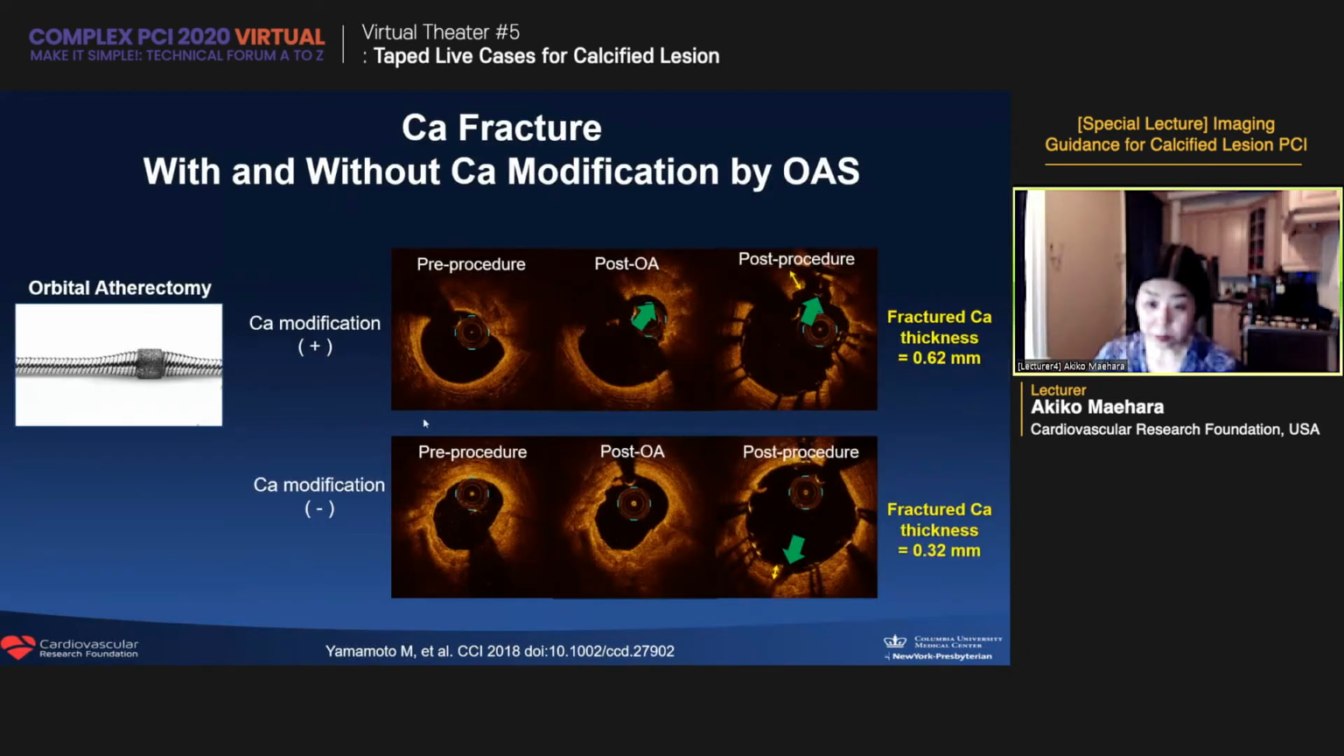How does it look with orbital? This is quite a similar appearance. At the site of the OCT catheter, you can see the nice ablation by orbital. At the site of the orbital, you can see the nice calcium fracture. But also, we can see calcium fracture which doesn't have the orbital modification. But if we compare these fractures, you can see the difference.